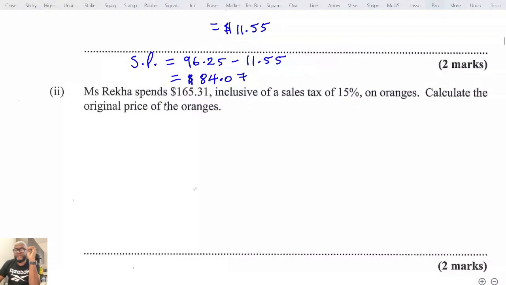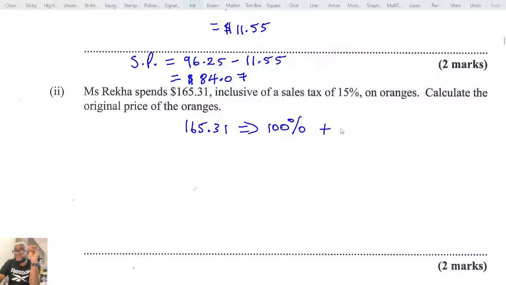Miss Rika spends $165.31 inclusive of a sales tax of 15% on oranges, right? So this already includes 15% tax, right? Calculate the original price or the price before the tax on the oranges. So let me show you all something. This price here, which is 165.31, actually includes the 100%, which is the original price, plus the sales tax.